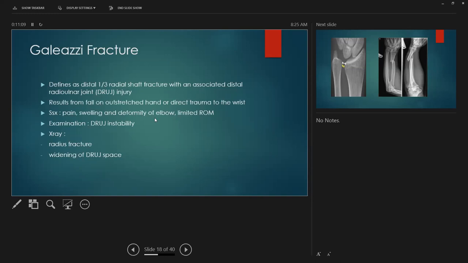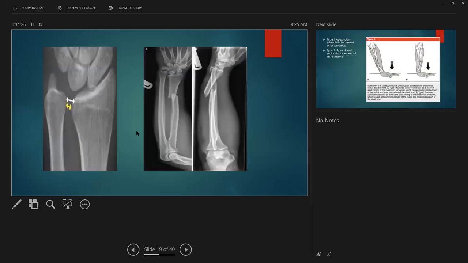So you have to ask the patient whether any pain arises when you apply the shearing force. Actually, try to see whether there's any DRJ instability to test for a possible Galeazzi fracture. For X-ray wise, you have to look for a radius fracture and widening of the DRJ space. This will suggest that the patient has a Galeazzi fracture.